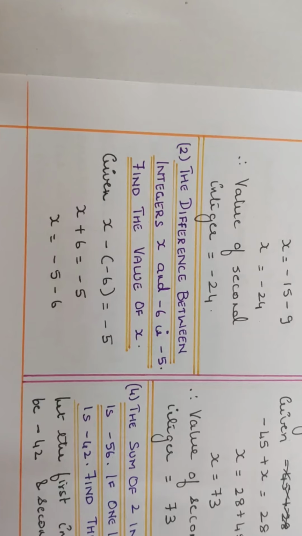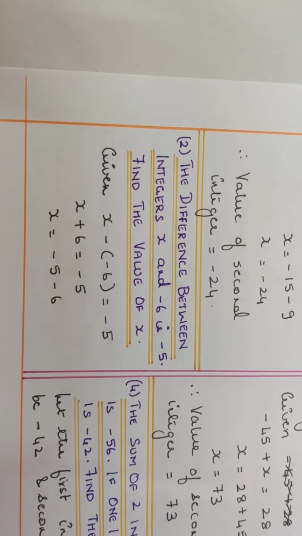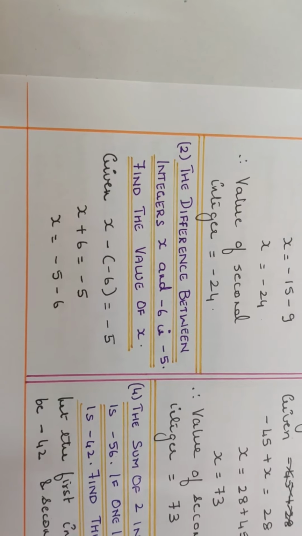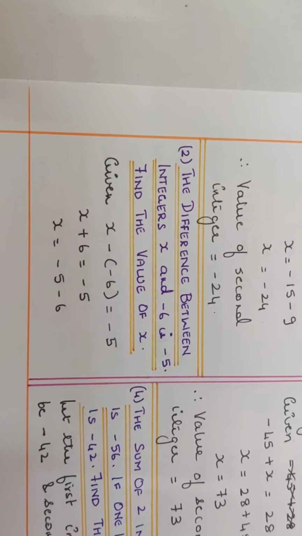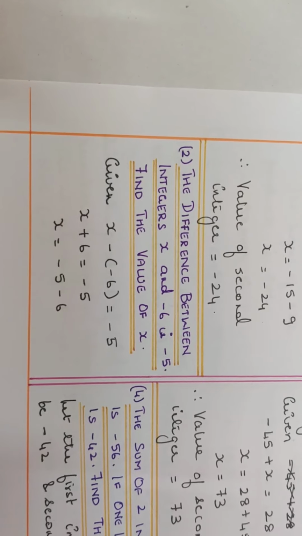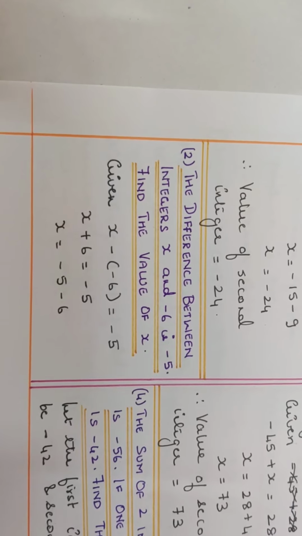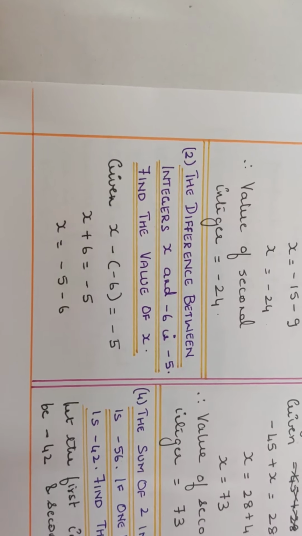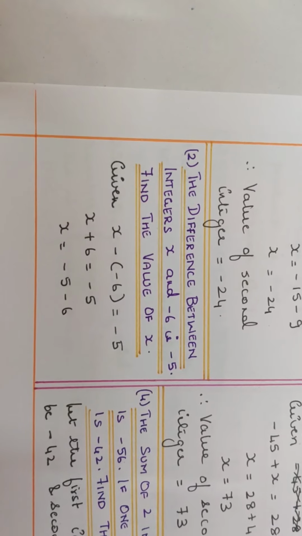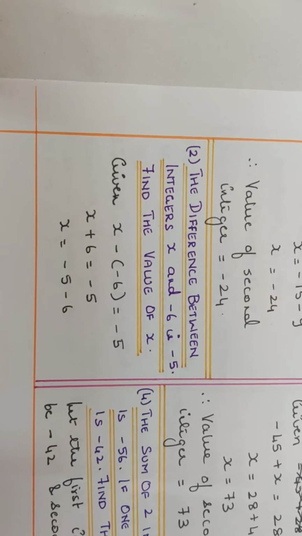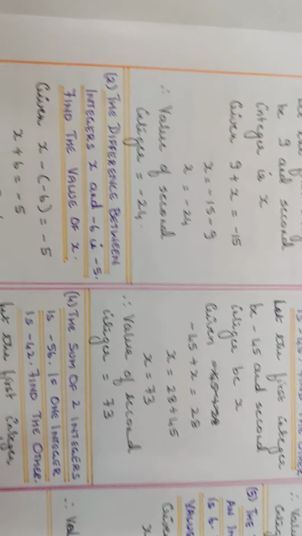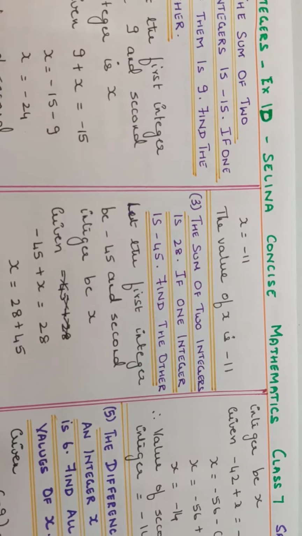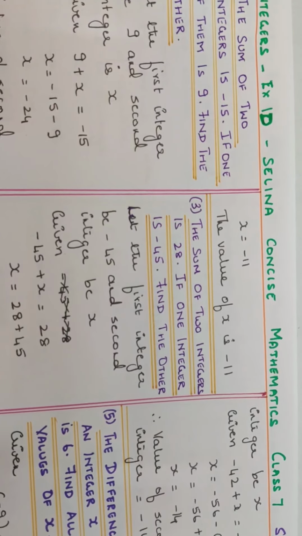Second one, the difference between integer x and minus 6 is minus 5. Find the value of x. Since they've said difference between, it is nothing but subtraction. So the expression becomes x minus of minus 6 is equal to minus 5. Therefore, it becomes x plus 6 is equal to minus 5. When plus 6 moves to the right hand side, it becomes minus 6. So the expression is x is equal to minus 5 minus 6, and therefore the value of x will be minus 11. Therefore, you can mention the value of x is minus 11.